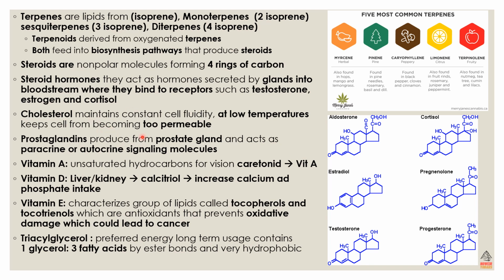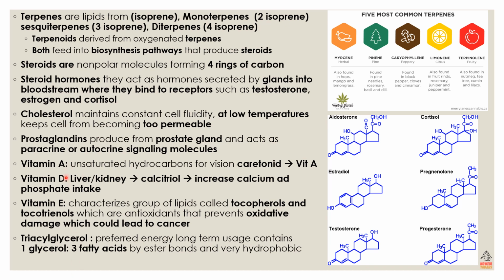Cholesterol maintains constant cell fluidity, and at low temperature keeps the cell from becoming too permeable. Prostaglandins are produced from the prostate gland and act as paracrine or autocrine signaling molecules. So prostaglandins can act as signaling molecules.